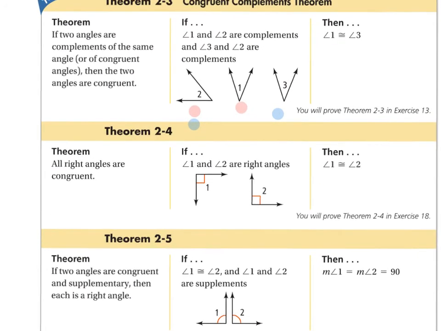Okay, the next one, they don't give you a name, but I'm going to give you a name. This is my favorite theorem because it's the easiest. It is the right angles congruence theorem. So guess what? All right angles are congruent. That's it. That's seriously how easy it is. That's why it's my favorite, because it's so easy.